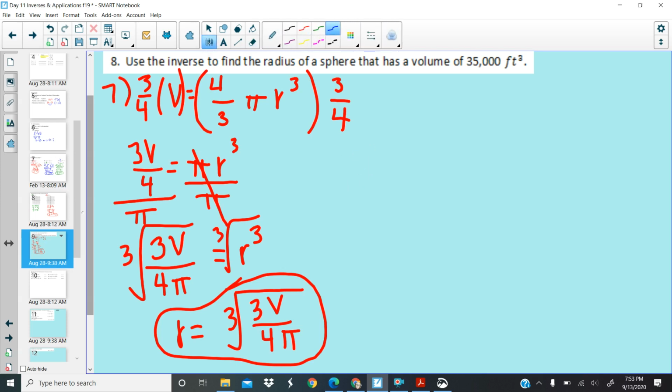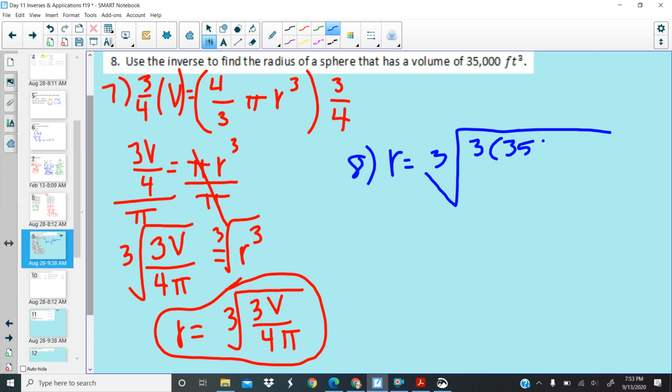It's fine. So I'm going to have R equals the cube root of 3 times our volume, which is 35,000, divided by 4 times pi. And then obviously you would have to type that into a calculator or use an internet calculator or something like that to actually solve it.